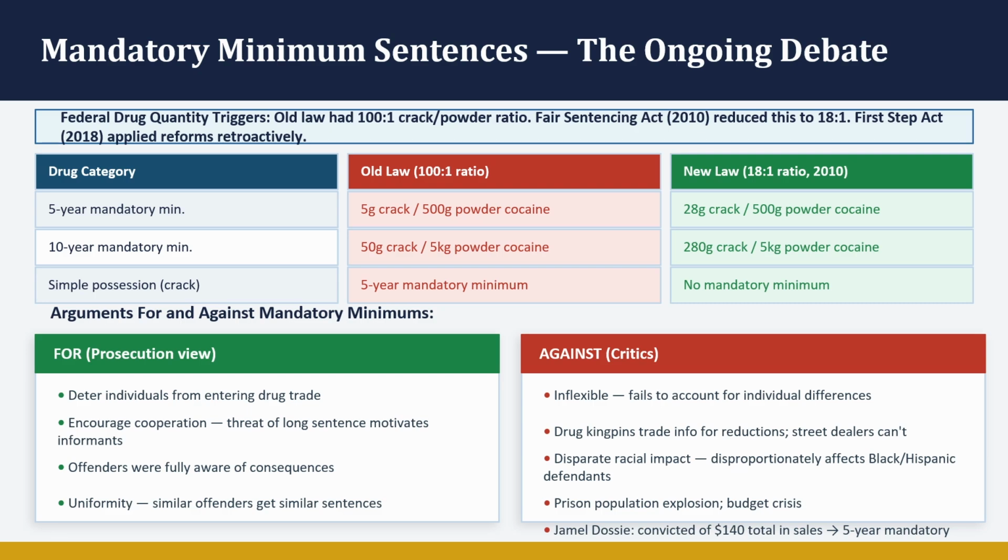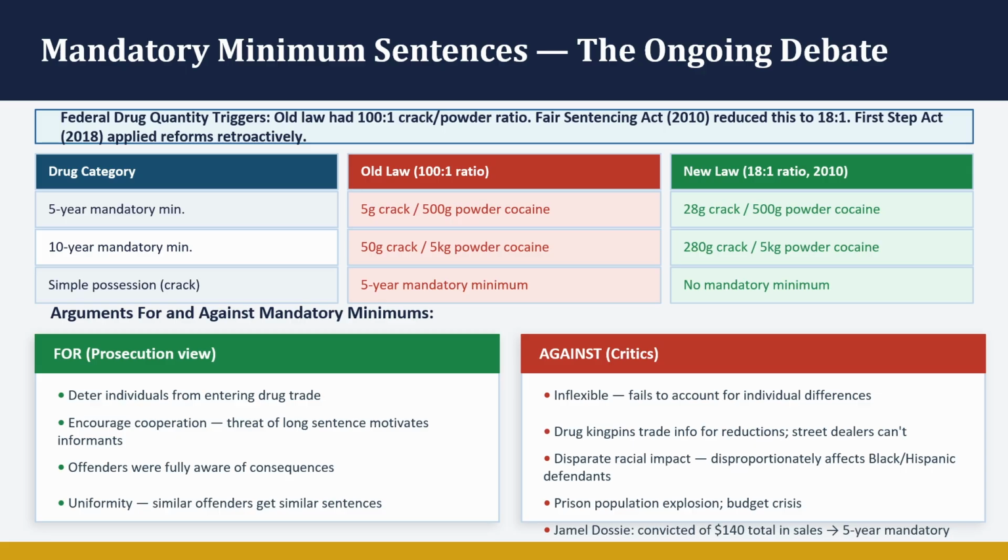The Fair Sentencing Act of 2010, signed by President Obama, reduced the disparity from 100-to-1 to 18-to-1. The First Step Act of 2018, signed by President Trump, applied these reforms retroactively, allowing thousands of individuals sentenced under the old law to petition for sentence reductions.